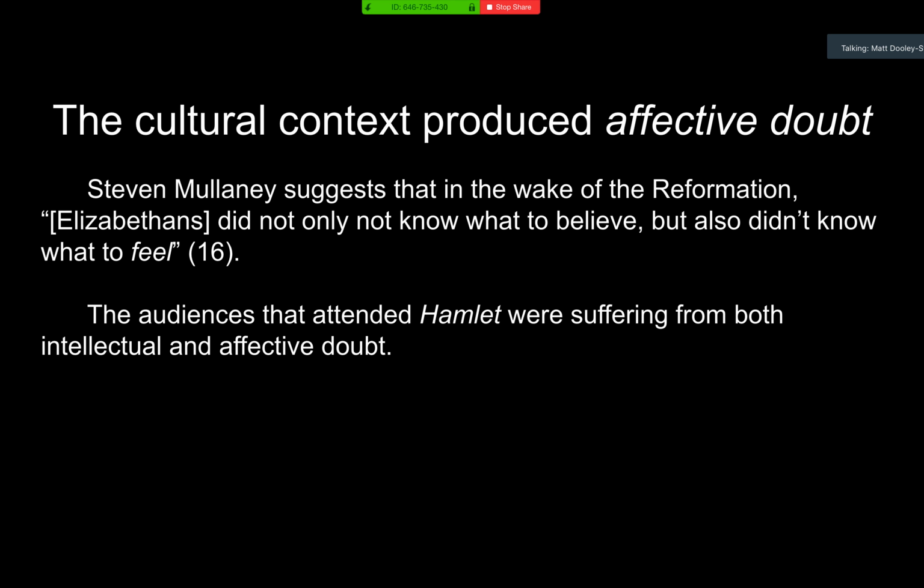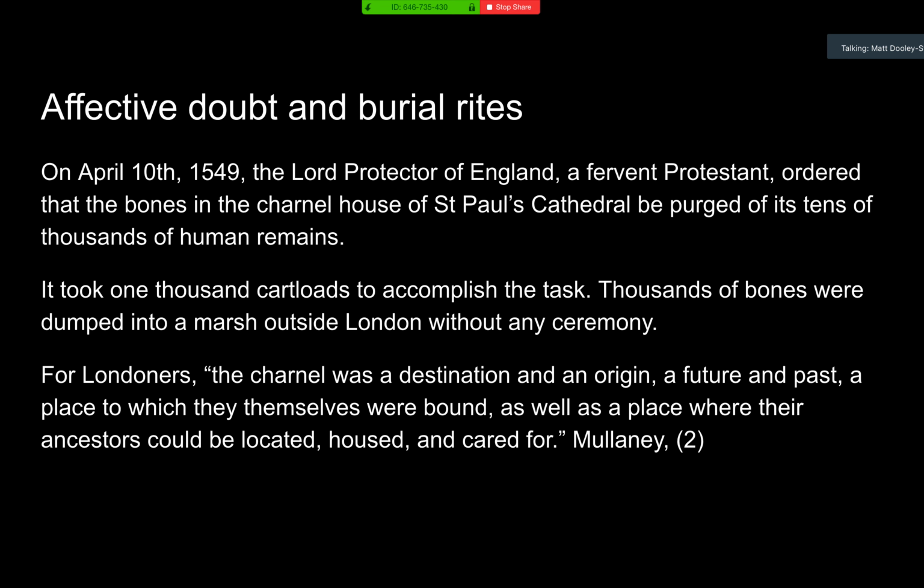Stephen Mullaney, again, writes that Elizabethans not only did not know what to believe, but also didn't know what to feel. So they were suffering from both intellectual and affective doubt. They weren't sure what to think about God, because they'd gone back and forth from one belief system to another so frequently. And that meant that they also didn't know how to feel about themselves and about these big questions, especially the question of burial rites.